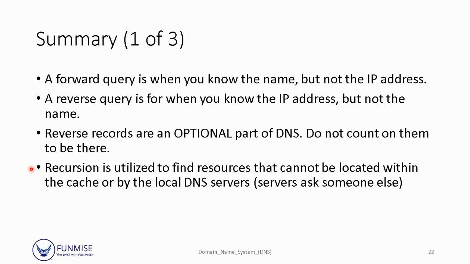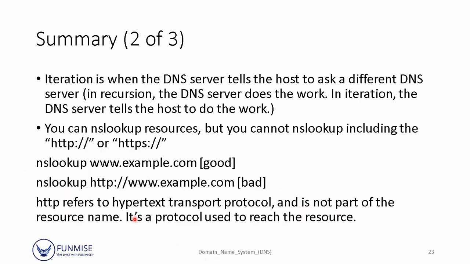Recursion is utilized to find resources that cannot be located within the cache or by the local DNS servers. In this case, the servers are asking someone else. Now, iteration is when the DNS server tells the host to ask a different DNS server. In recursion, the DNS server does the work. In iteration, the DNS server tells whoever's asking it, hey, you can go over here to find out.